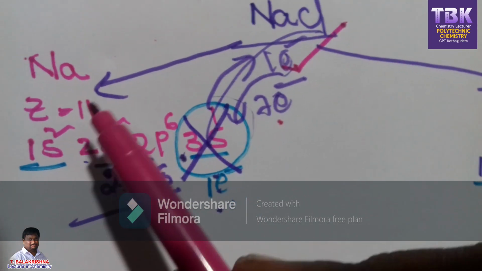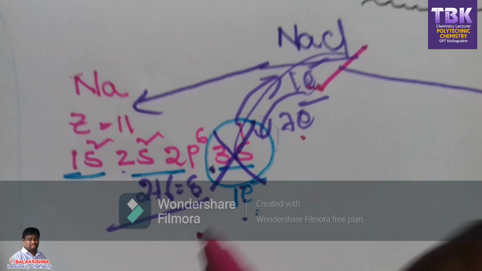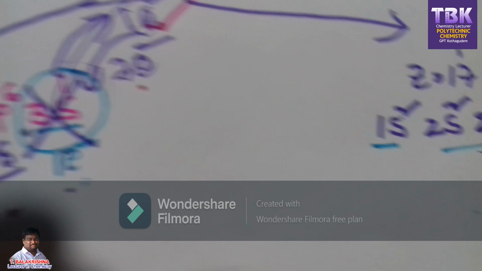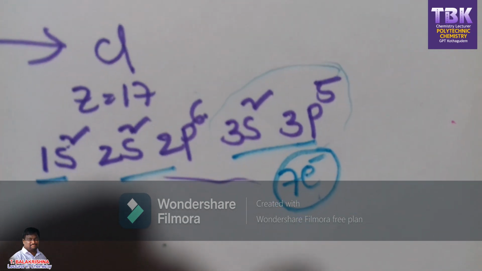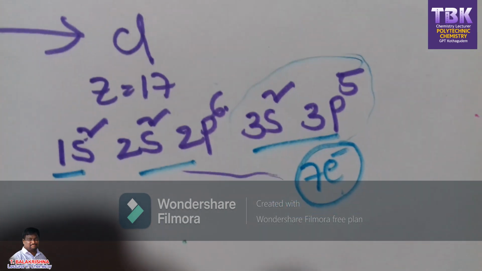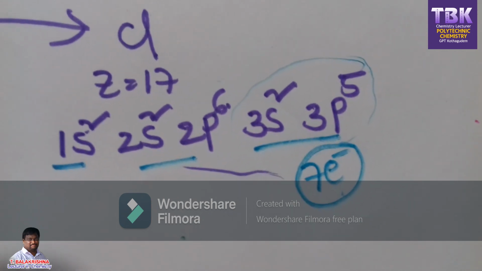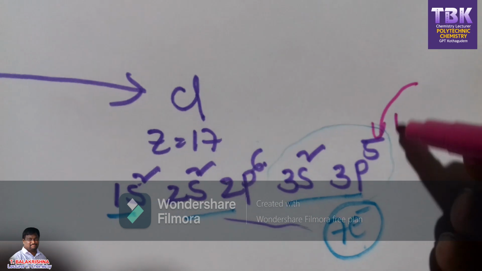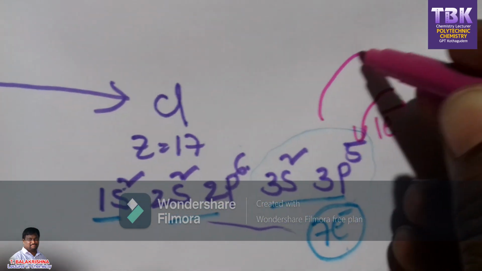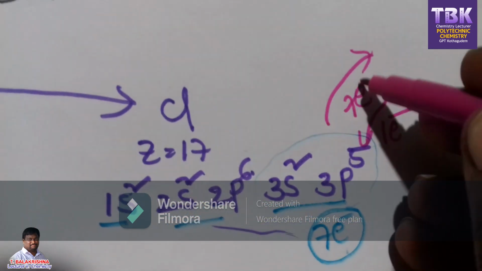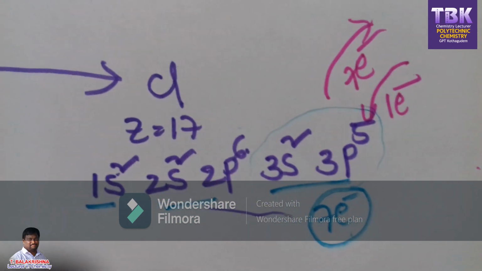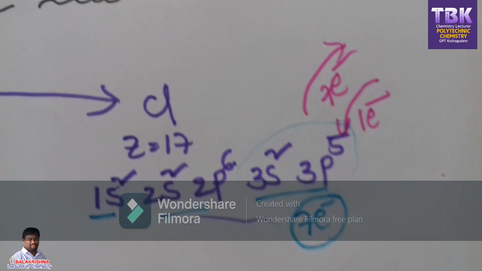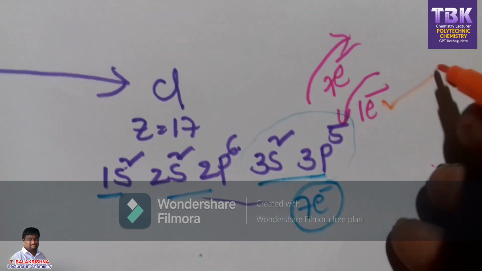So here sodium is ready to lose the electron. Come to chlorine. Here chlorine is also unstable because it does not have 8 electrons in the outermost orbit. So it gets stability by gaining 1 electron or losing 7 electrons. Which process is the best process? Very good. Gaining 1 electron is the best process.